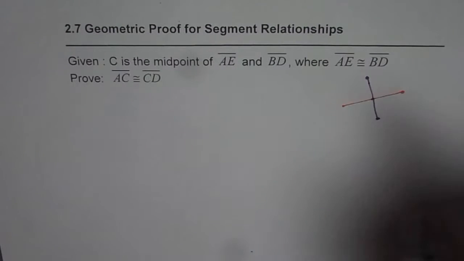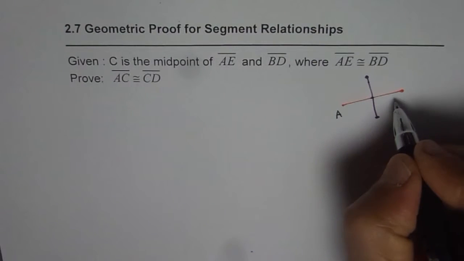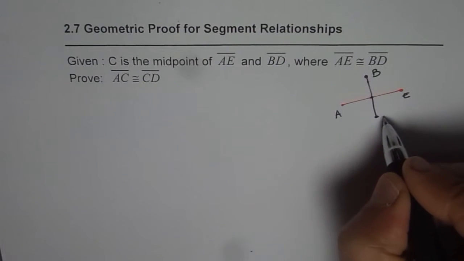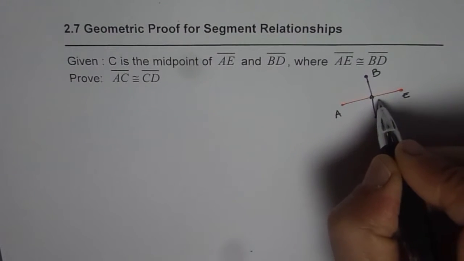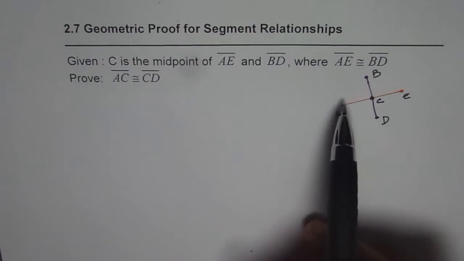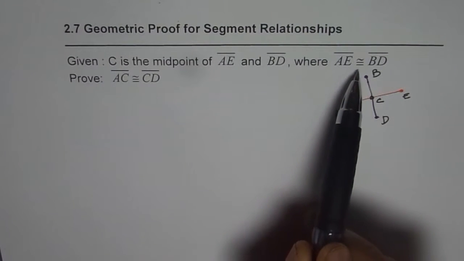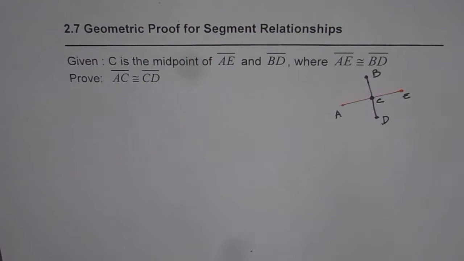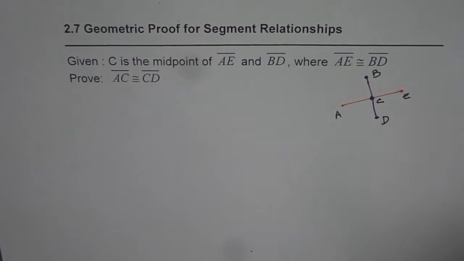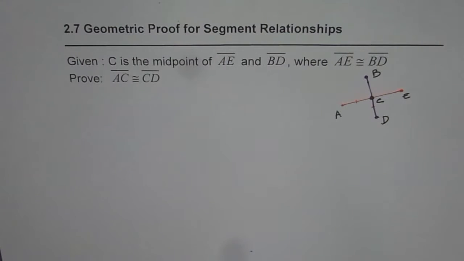So we have two segments here. Consider them to be absolutely straight lines. The first one is AE for us, and the second one is BD. Their midpoint C is common. So C is the midpoint of AE and BD, where AE is congruent to BD. So these two segments are congruent segments. We need to prove that AC, which is this side, is congruent to CD. This is what we need to prove.